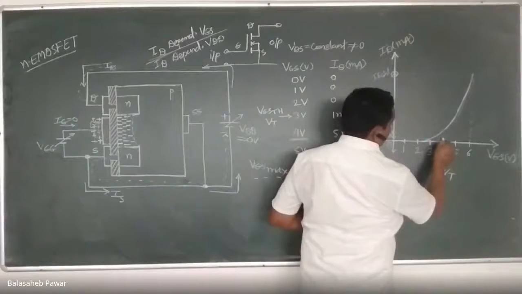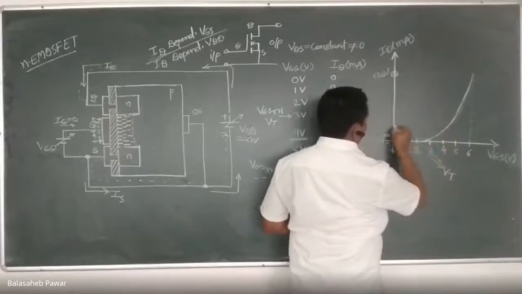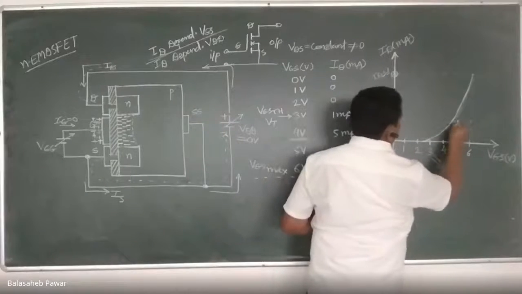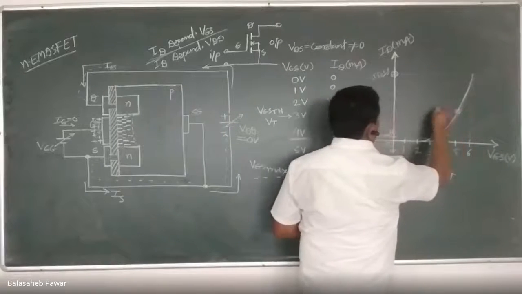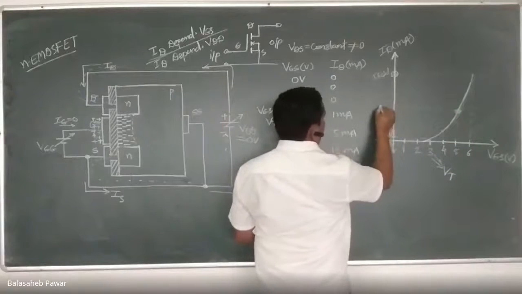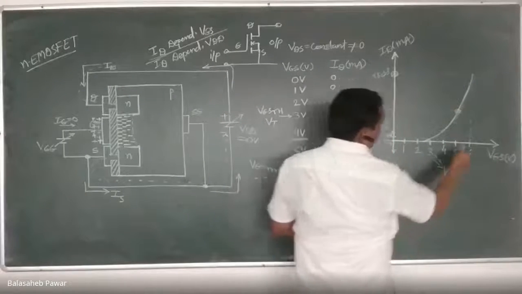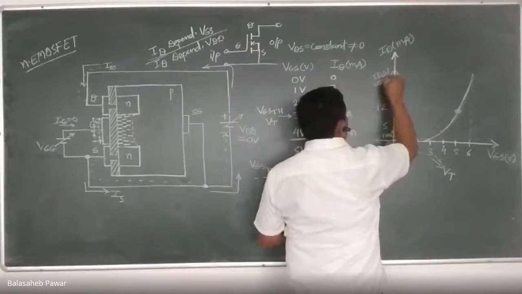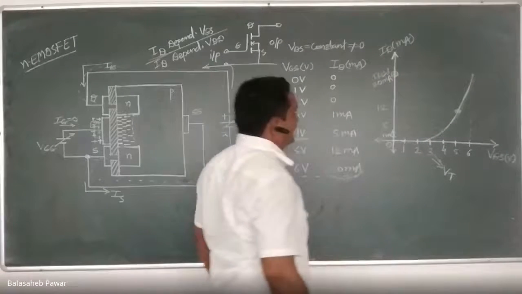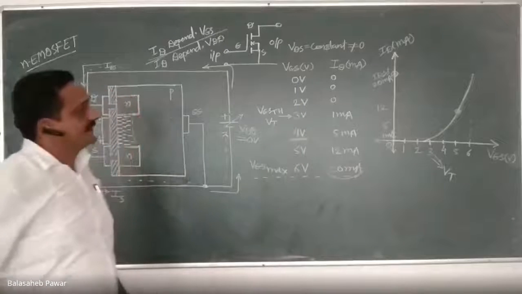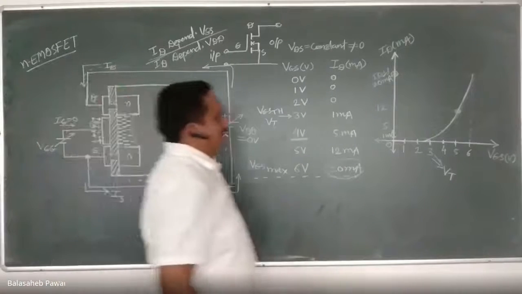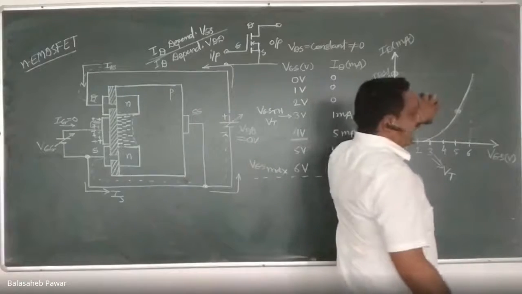This is nothing but 5 milli. This is nothing but again 12 milli. And when VGS is 6 volt, that ID becomes 20 milli, which we are calling IDSS. Is it visible to all properly? Yes, sir. Okay, so see, we plotted one characteristic.